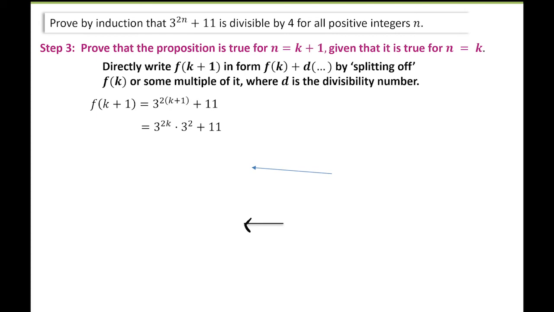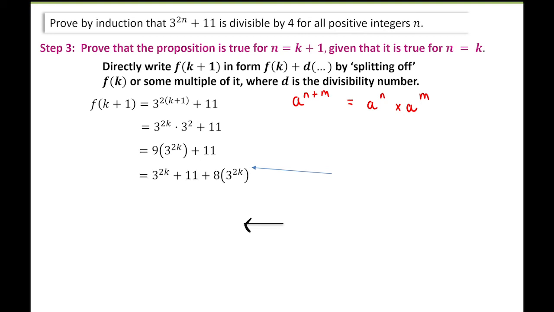This is because, using our exponent rules, a to the power of n plus m is equal to a to the power of n times that same base to the power of m. So I'm just splitting up my exponent here. Simplifying this gives us 9 times 3 to the power of 2k plus 11.